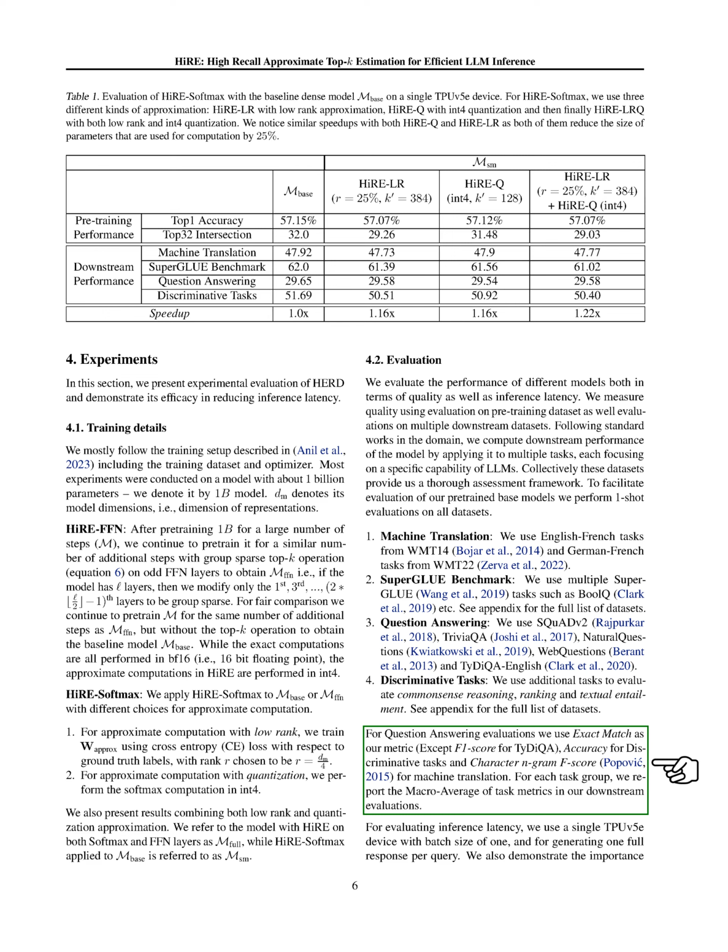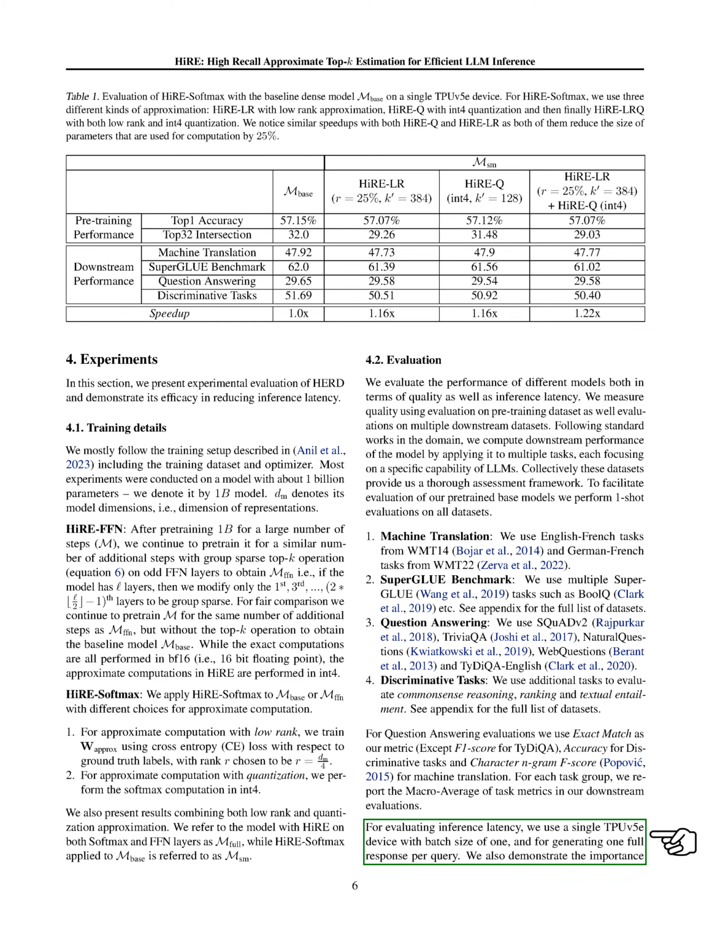Our evaluation metrics vary by task, including exact match for question answering, except for TyDiQA where we use F1 score, accuracy for discriminative tasks, and character n-gram F-score for machine translation. We report the macro average of task metrics in our downstream evaluations.